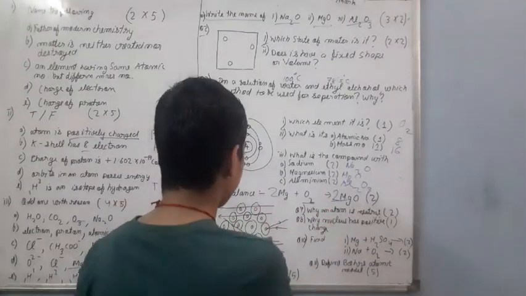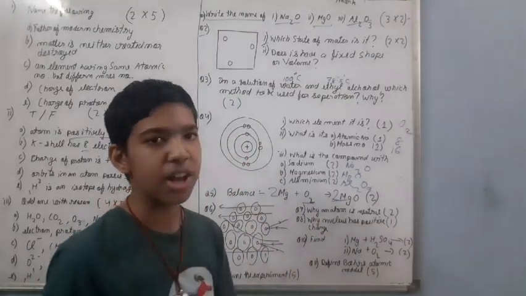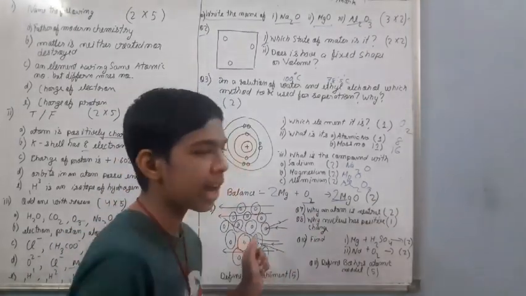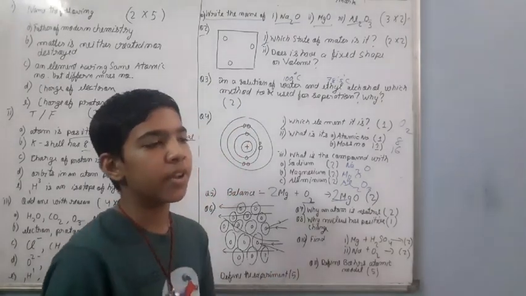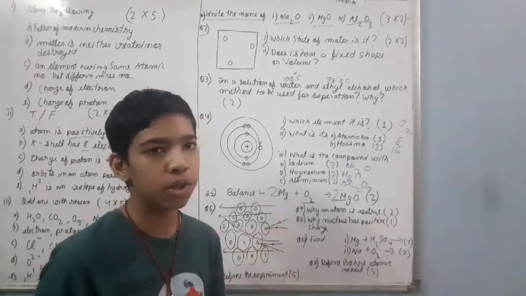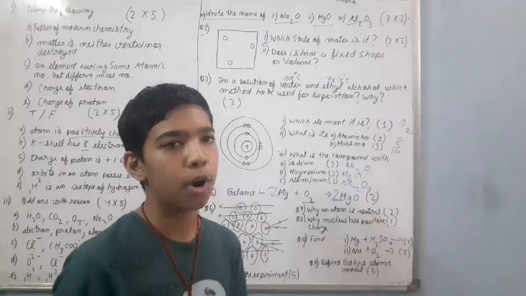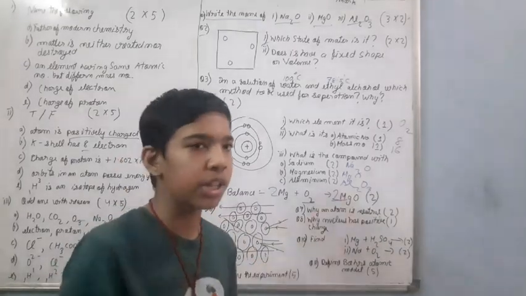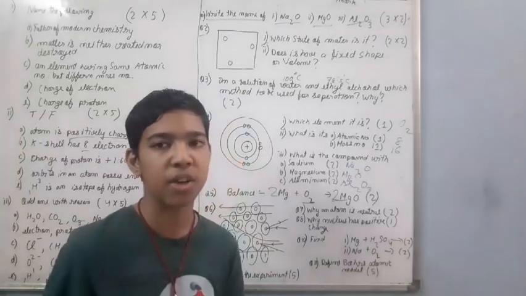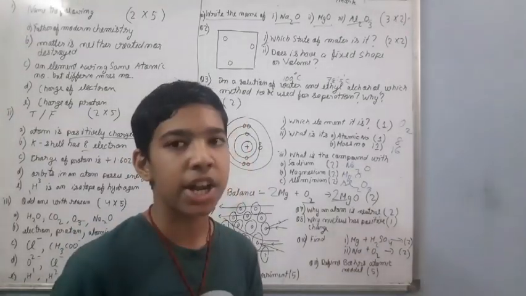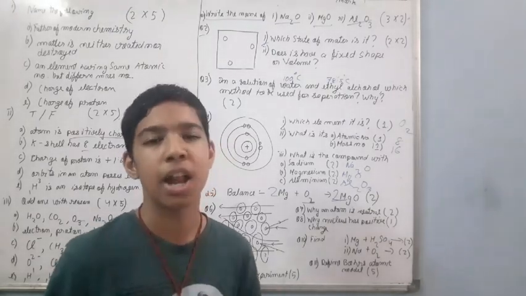Then we come to question number 6. We need to identify which experiment this is. This is Rutherford's alpha scattering experiment, and to better describe this experiment, we need to explain the procedure. That is, Rutherford took a radioactive source and bombarded a thin foil of gold, which was surrounded with a zinc sulfide screen. Why zinc sulfide? Because whenever the alpha particle strikes that screen, it produces an illumination which would help Rutherford find the angle of deflection of the alpha particle.